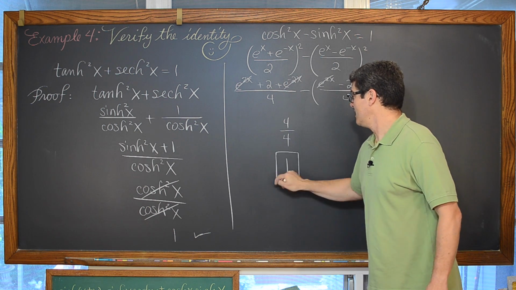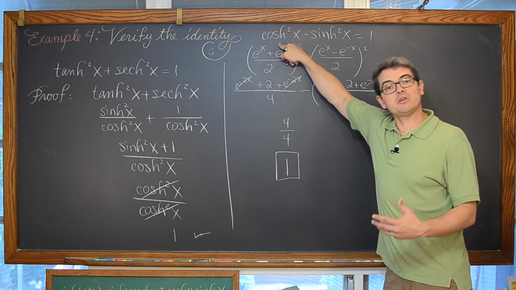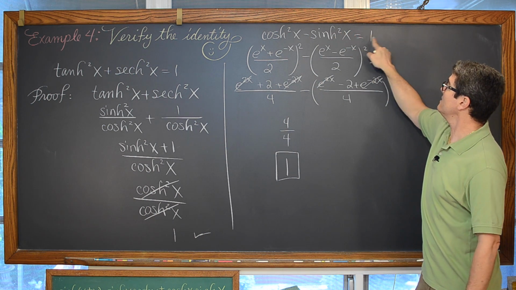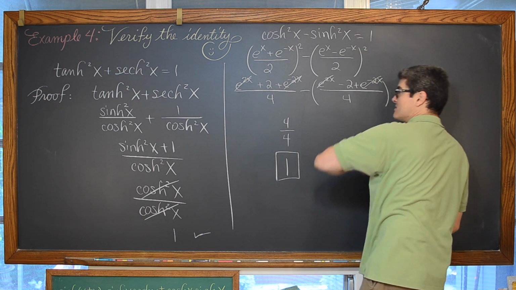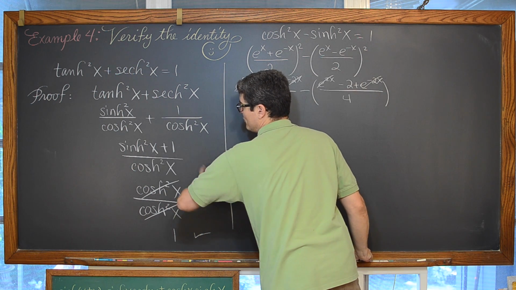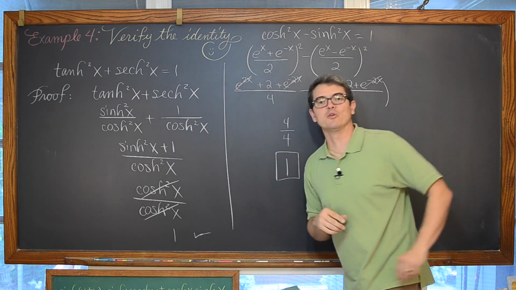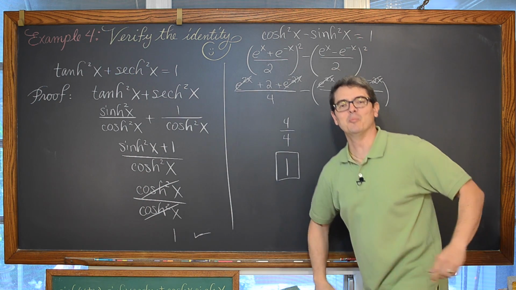So indeed, I have proven that the hyperbolic cosine of x squared minus the hyperbolic sine of x squared is equal to 1. That means that back here in my first proof, that substitution was valid. And, you know, I've got 2 good proofs here and just 1 more left to go. Bam!